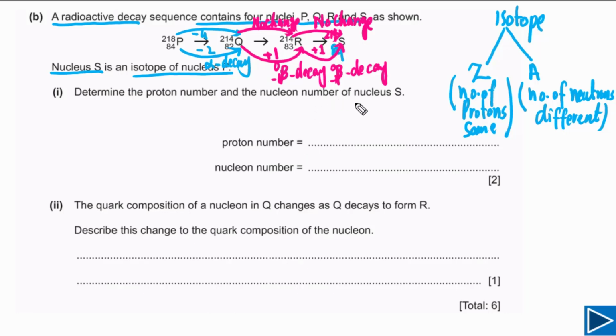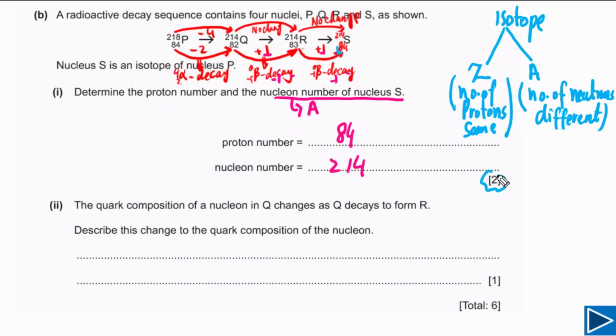The question is asking us to determine the proton number and the nucleon number of nucleus S. Nucleon number is the same as mass number. Now simply we can write down from here the proton number of S is 84 and the mass number of S is 214. This question has 2 marks. If you write down 84, you will get 1 mark, and this is the answer mark. And the second mark is also an answer mark. If you simply write down 214, you will get the second mark.